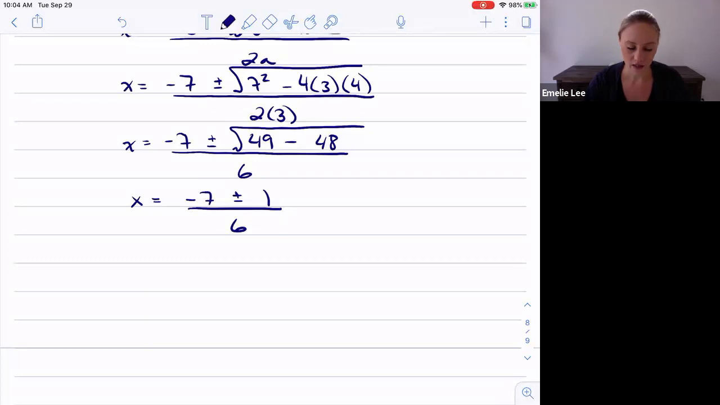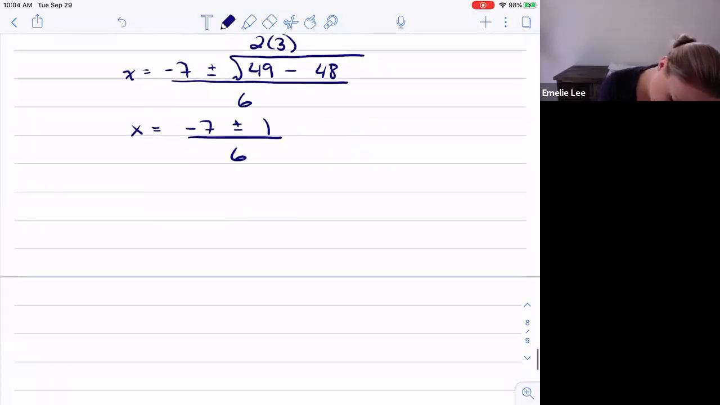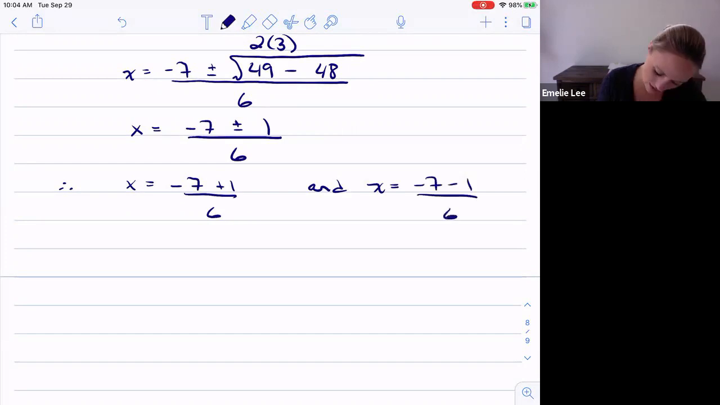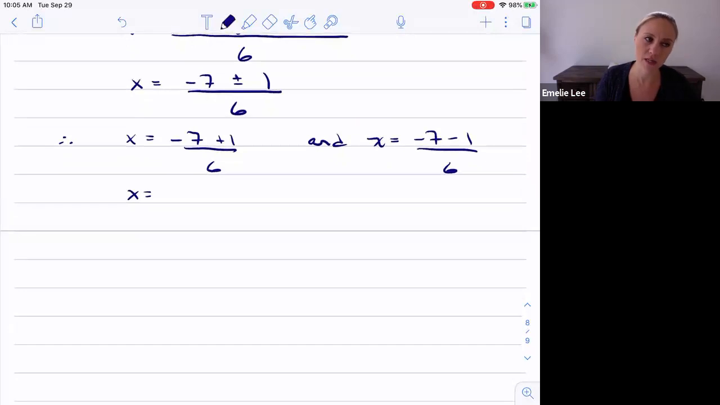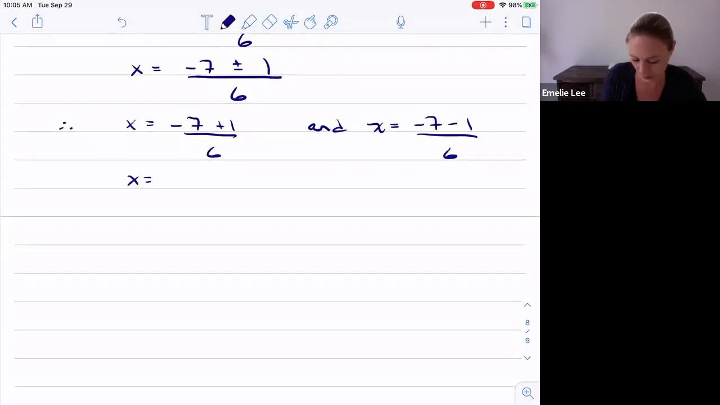Okay. So then, negative 7. So therefore, x is negative 7 plus 1 over 6, and x is negative 7 minus 1 over 6. So x is negative 7 plus 1, putting me at negative 6 divided by 6. Definitely, if you're not feeling 100% comfortable, just use your calculator. There's no shame in using your calculator, just do it. I don't want to see any silly mistakes, right? Just because, I don't know, you're too cool for a calculator.